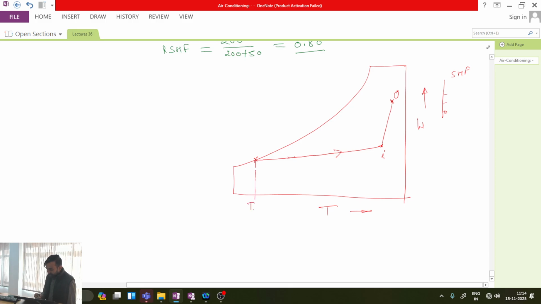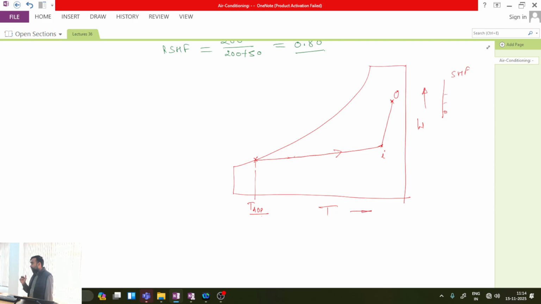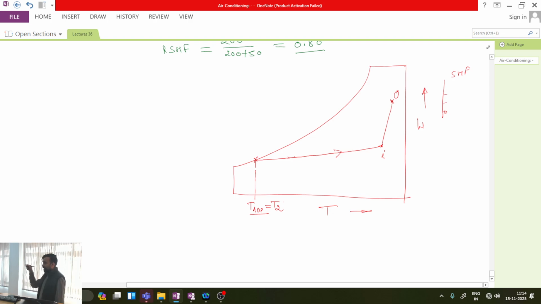Here I will be getting the TADP, the apparatus dew point temperature. And in the present case, because the bypass factor is 0, the apparatus dew point temperature will also be equal to T2. Is this point clear or not? Now from the psychrometric chart, can you tell me what will be the value of TADP? TADP equal to T2, from this RSHF line, I will be getting equal to how much?